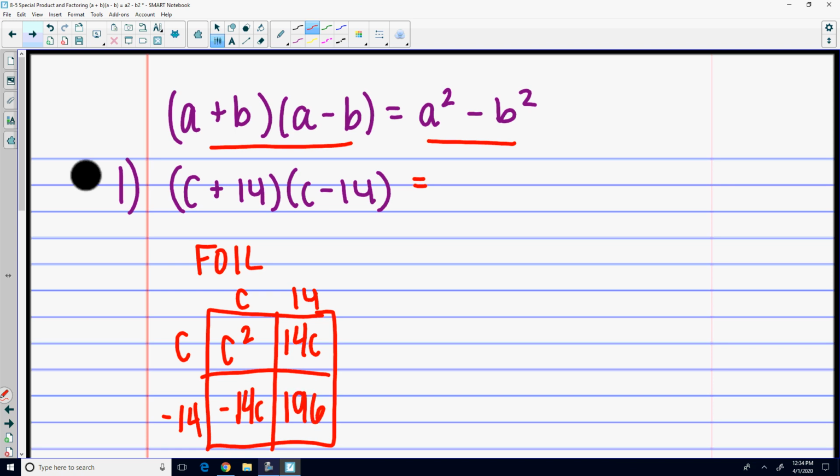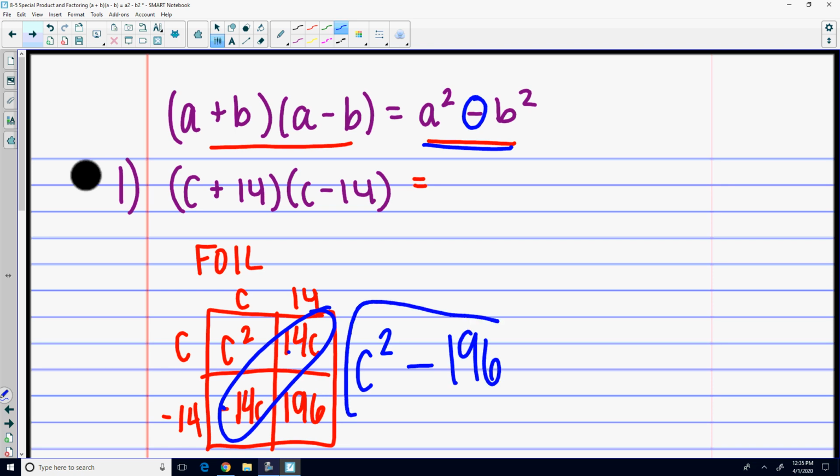All right, we got it. So then these middle terms, when it's like this, always cancel, and that's why my final answer is only 2 terms, because a negative 14c and a 14c will cancel, so my final answer should be c squared minus 196.